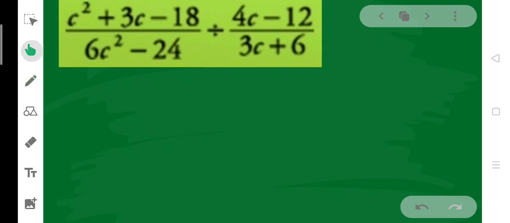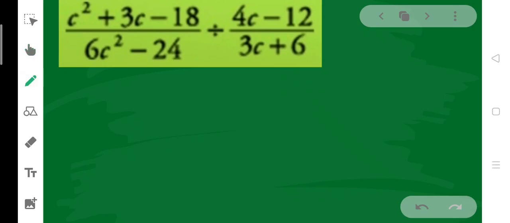Okay, another one. We have c squared plus 3c minus 18 all over 6c squared minus 24 divided by 4c minus 12 all over 3c plus 6. So, the first thing we're going to do is to factor this numerator and this denominator. And at the same time, we're going to get the reciprocal of this one as well as factoring them.